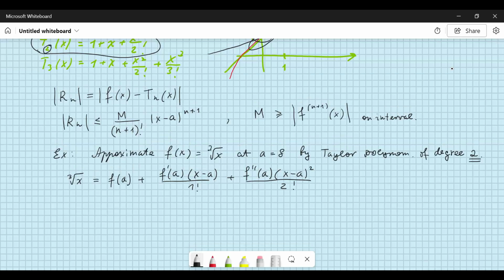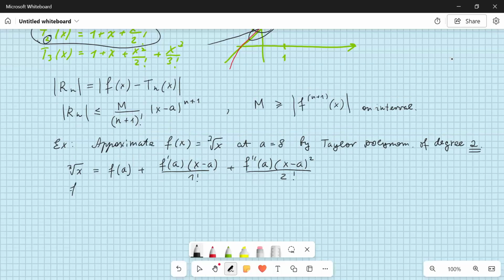Pay attention that polynomials are usually counted or named by degrees. So to represent it as a Taylor polynomial, we need to know what f of a is. In our case, it's f of 8, and in our case, it's the cubic root of 8, which is going to be 2. Very nice. Now we need a derivative.